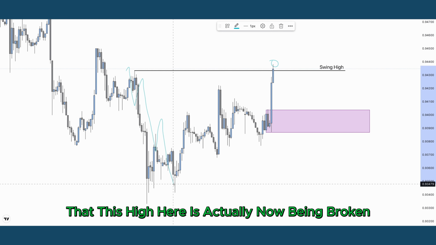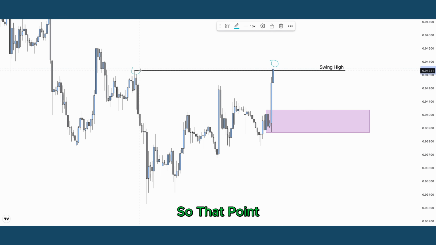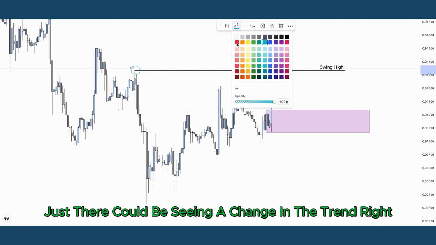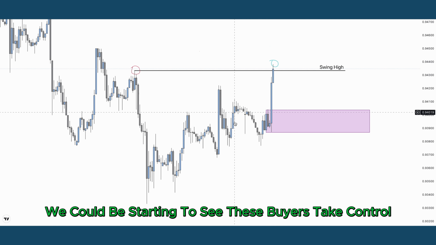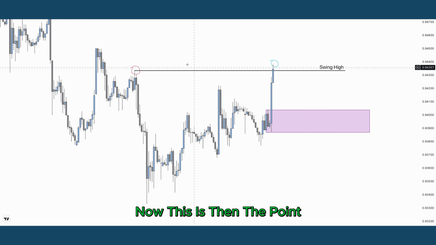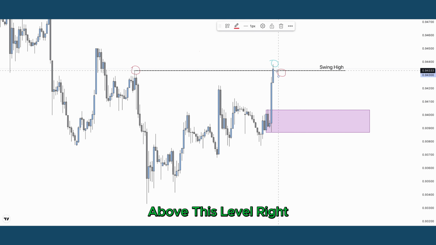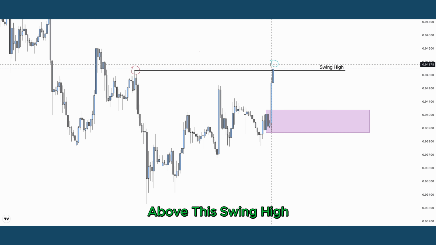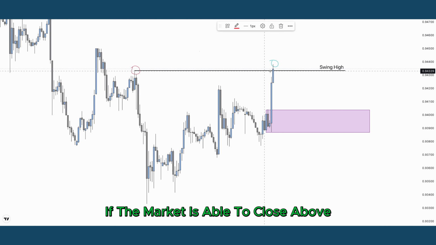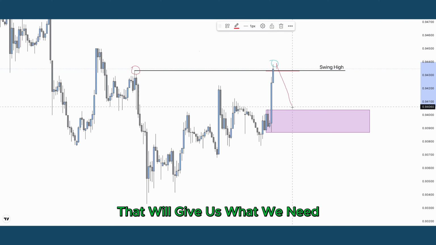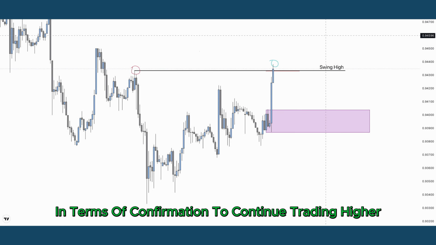and then continue buying. This could be the indication that maybe the market is starting to shift because we'll have seen that this high here is actually now being broken. So that point just there could be seeing a change in the trend, right? We could be starting to see these buyers take control. Now, this is then the point where we want to make sure we are getting closures above this level, right? Above this swing high. If the market is able to close above, that will give us what we need in terms of confirmation to continue trading higher.